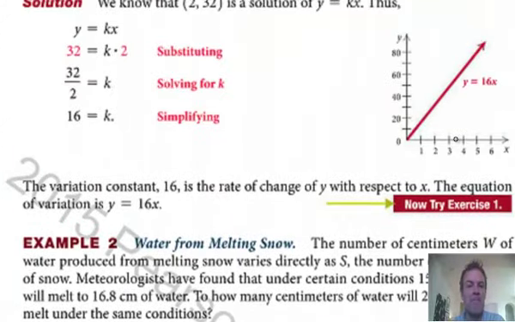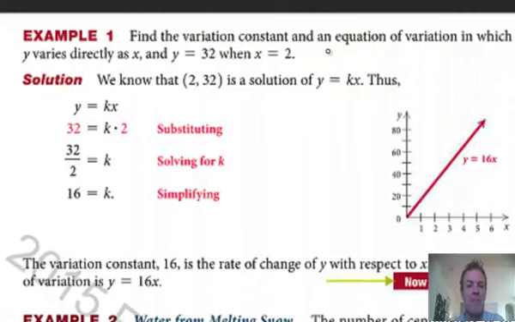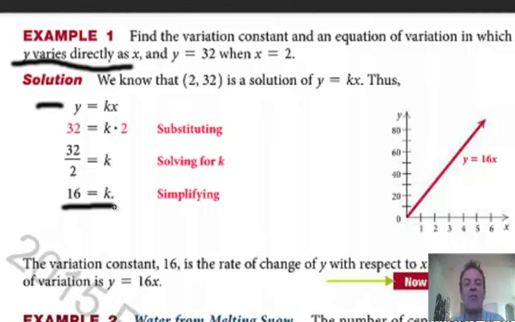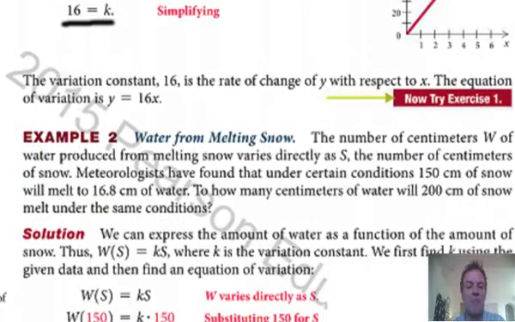Let's have a look up here. Find the variation constant. Y varies directly as x, so I'm going to use this equation. Now y is 32, x is 2. Can you see that k equals 16? It's as straightforward as that. It's like saying you earn $32 in 2 hours, so you're earning $16 per hour. Now let's look at some more examples.